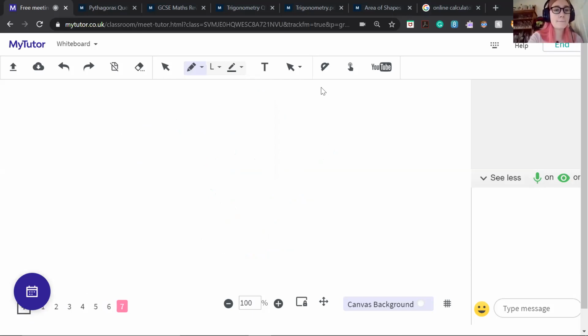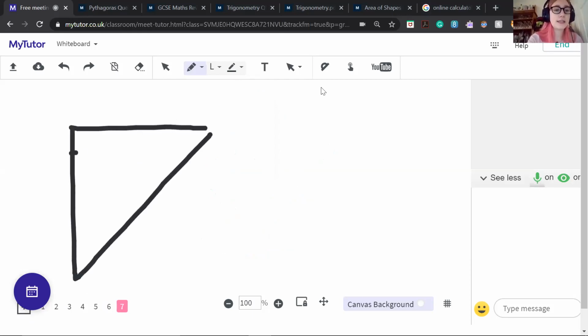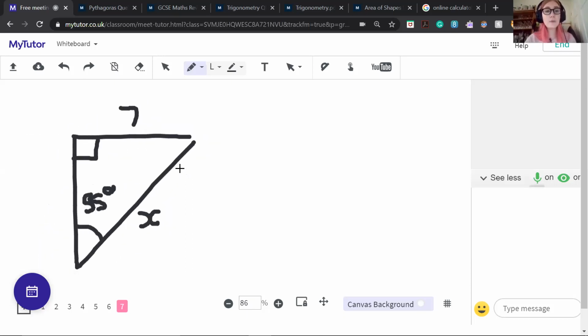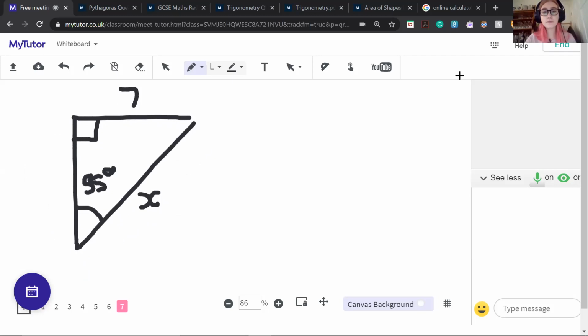Let's draw ourselves a right angled triangle, and let's give ourselves an angle here. Oh, in fact, I don't want that because that means it's isosceles, too easy. Okay, 55 degrees. This side is x, and this side here is 7, and we want to know what x is. Again, we know that this is Sohcahtoa because it's got a right angle, and it's got an angle in the question, so it can't be Pythagoras.